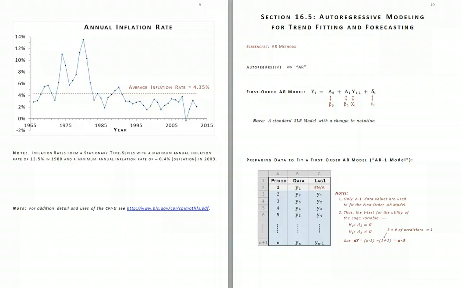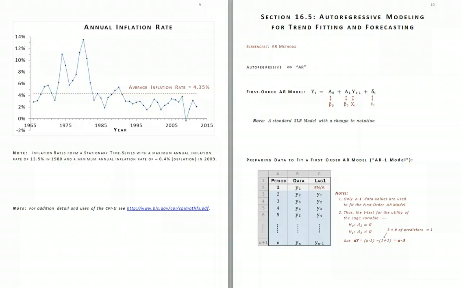On the next page, we see the simultaneous time series plot of annual inflation rates versus the average inflation rate. We can see, for example, that prior to 1982, the annual inflation rate was primarily above 4%, and after 1983 was typically below 4%.